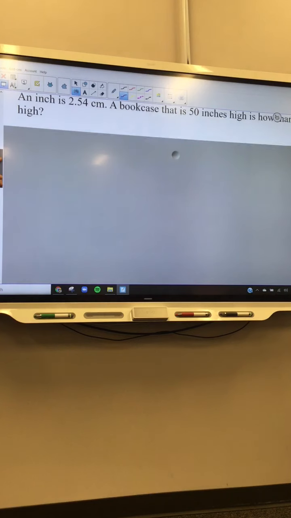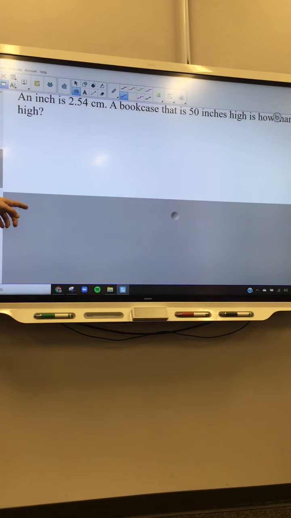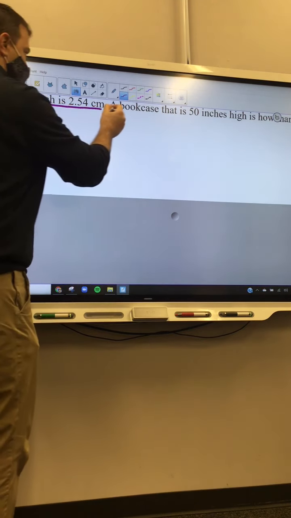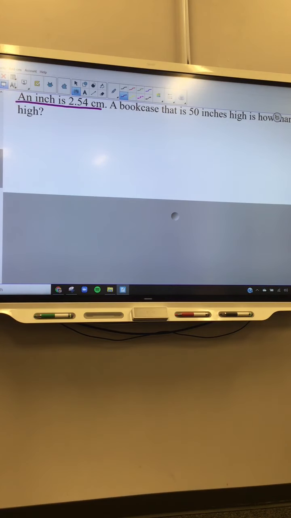Alright, so here's another one very similar to this. We're converting something in inches into centimeters, okay? And they tell you right off the bat something you may or may not already know, that 1 inch is about 2.54 centimeters, okay?